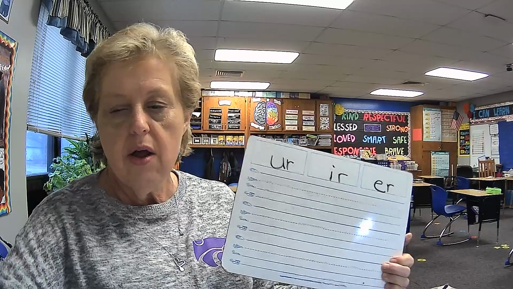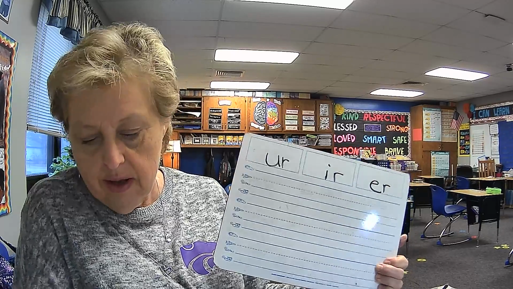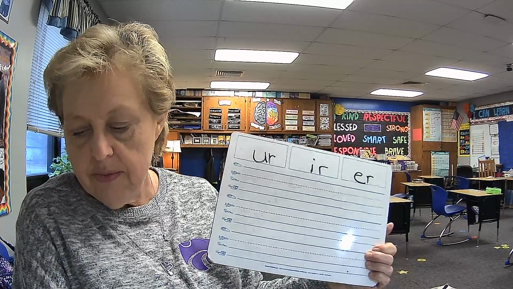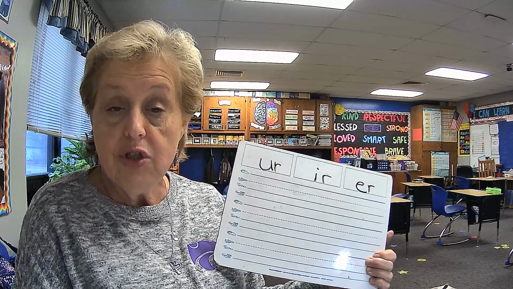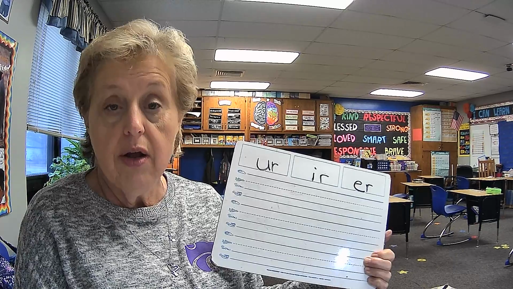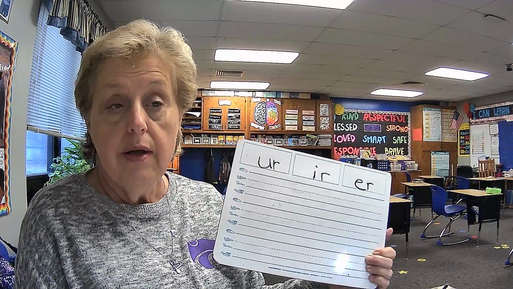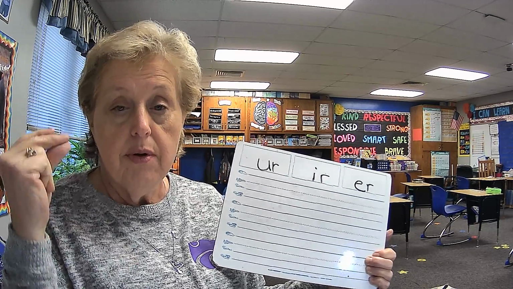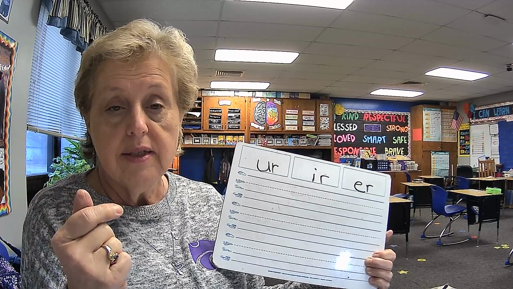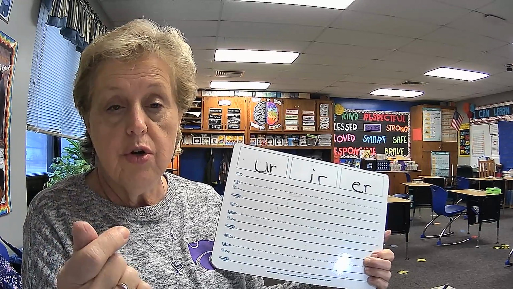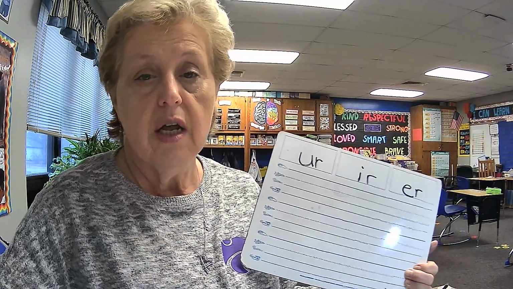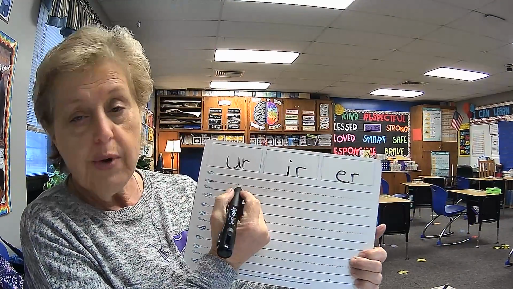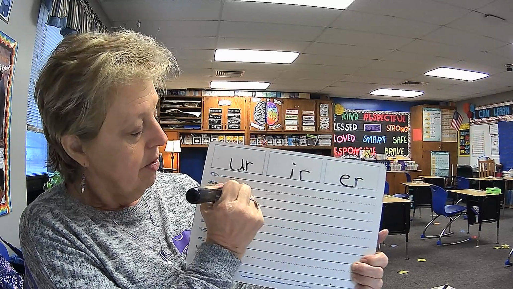Write UR, IR, ER at the top. Here's our next word. Echo me. Returned. I returned my book to the library. Returned. First syllable, re. Second syllable, turn, suffix, d. Returned. Here we go. Re, that's easy. Re.